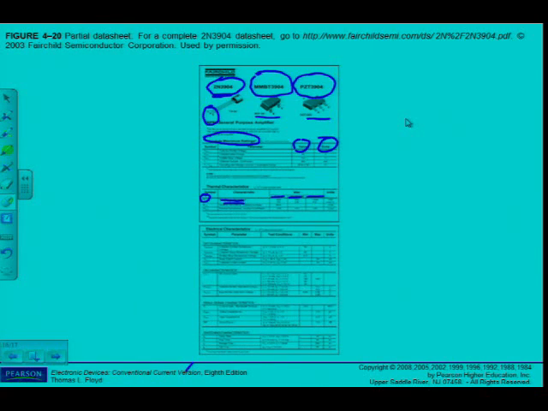Now for the first device, the 2N3904, I can see that the value is 5, and the unit is milliwatt per degree Celsius. That's important. So for each degree higher than 25 degrees, it will derate by a factor of 5 milliwatt. And for the next device, 8 milliwatt. So very important, I have to get this information if the transistor has to operate at higher temperatures, so that I can calculate the derated power dissipation.